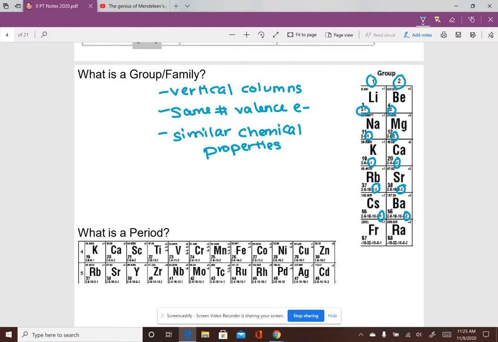As far as our periods go, our periods are our horizontal rows. So they're called periods. And guys, again, on the Regents reference tables, the periods are numbered here on the side. Your reference table is not numbered for you, but you can absolutely write numbers in if you want. But there are 7 rows. And the period number is the same as the number of electron shells, or we call them principal energy levels. Either way is okay.